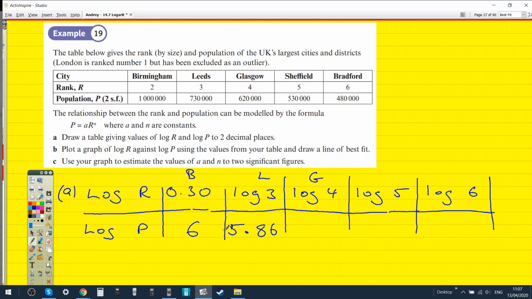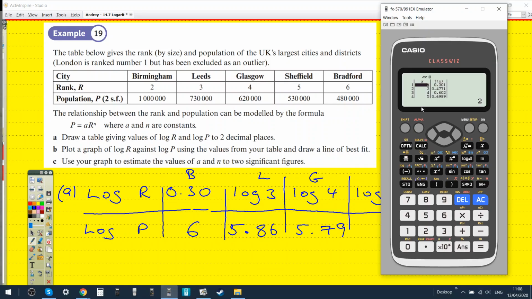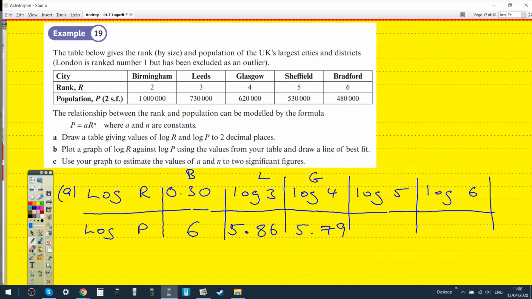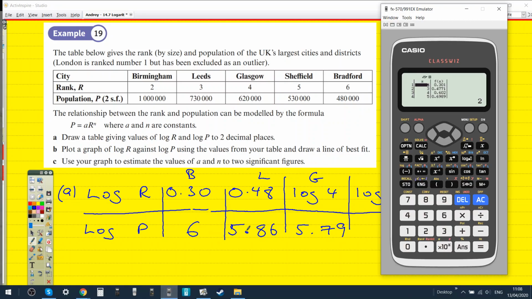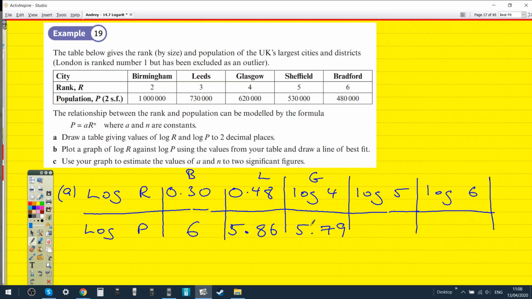Our next one was 5.79. My next one was 5.72. Yep. And my final one is 5.68. Okay. How would you do part B?